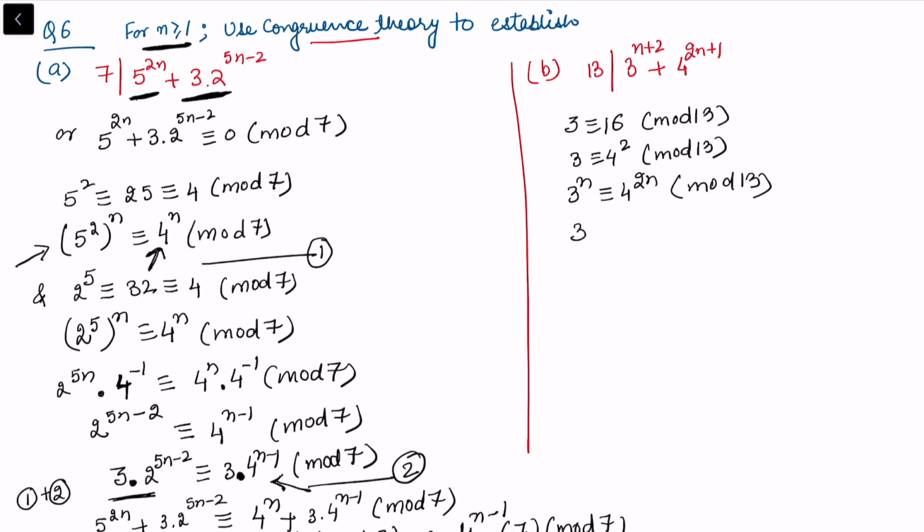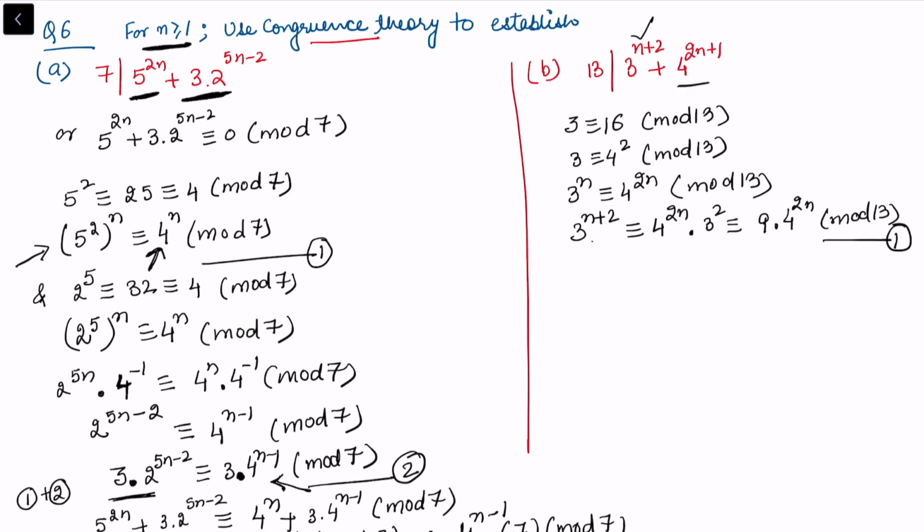And we can have 3 to the power n plus 2. That means 3 square I have multiplied on both sides. So this becomes 4 to the power 2n into 3 square, or I can write it as 9 into 4 to the power 2n mod 13. Let's keep this as equation number 1. That solves my first part. Now I need 4 to the power 2n plus 1.